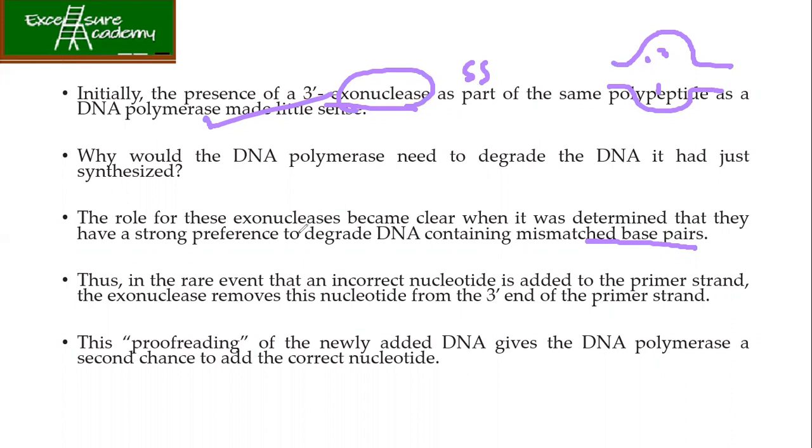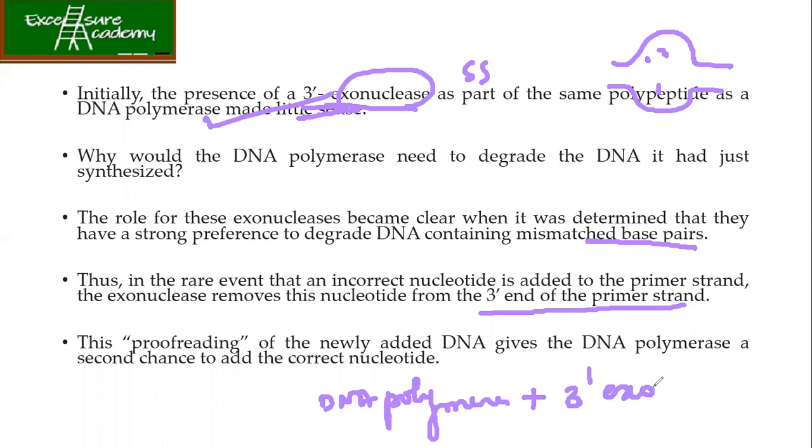Okay, thus, in the rare event that an incorrect nucleotide is added to the primer strand, the exonuclease removes this nucleotide from the 3' end of the primer strand, and hence it is called 3' exonuclease. Guys, if anyone asks what the parts of DNA polymerase are, please always remember that it also has the 3' exonuclease activity. Okay? So this proofreading of the newly added DNA gives the DNA polymerase a second chance to add the correct nucleotide and hence increases its efficiency. Okay.